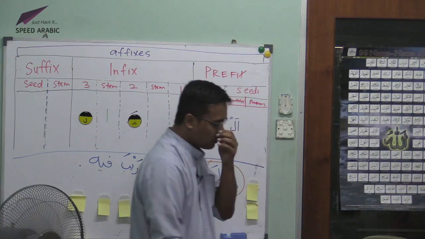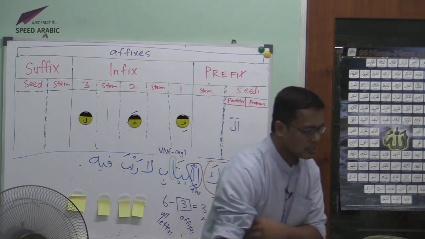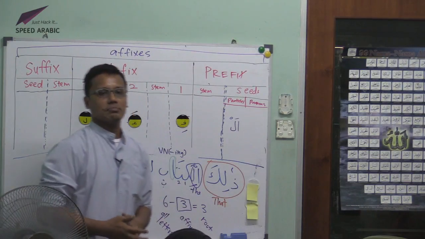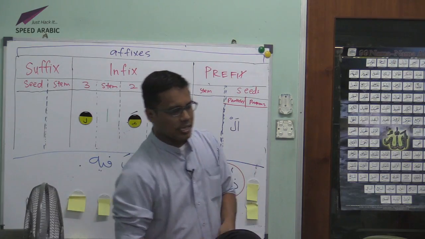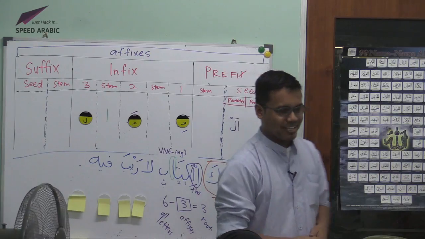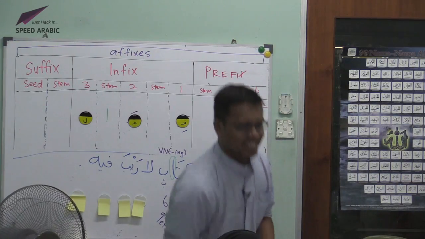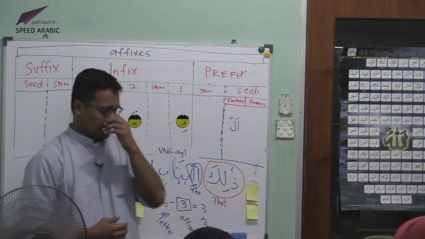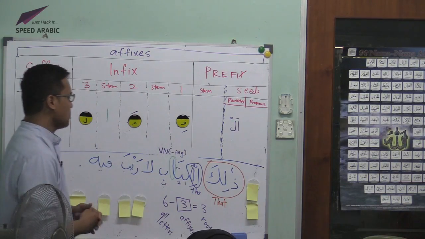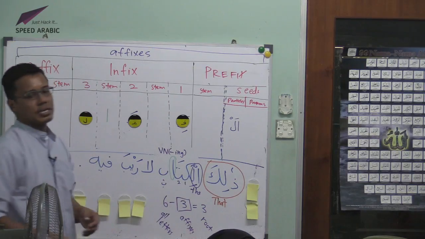What is the meaning of the form? Step 4 is the meaning. You have to find the meaning, so you have to take out another stuff. Okay, you take your dictionary and find the root meaning for kataba.